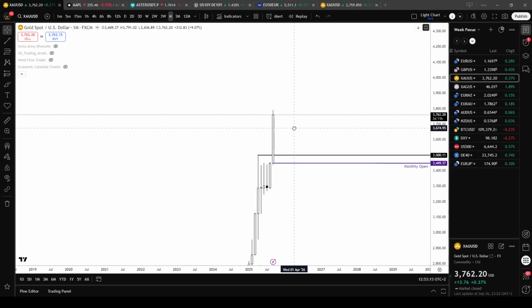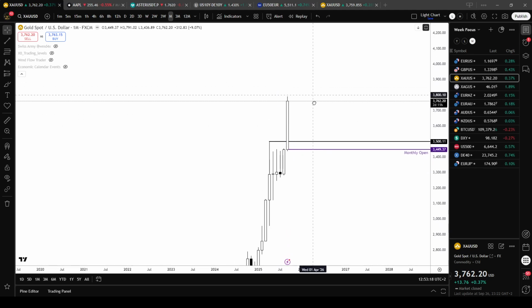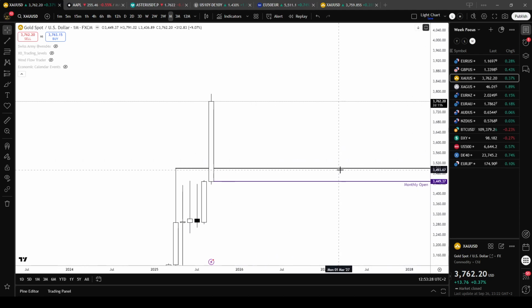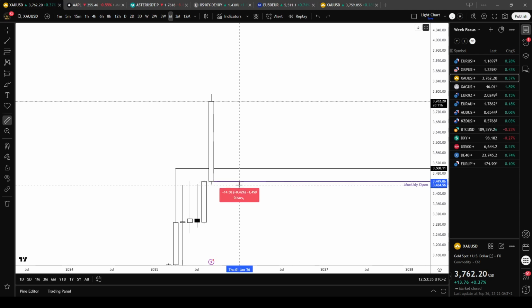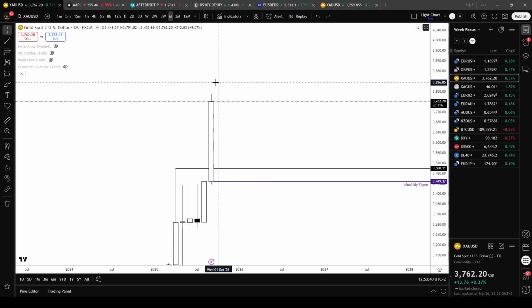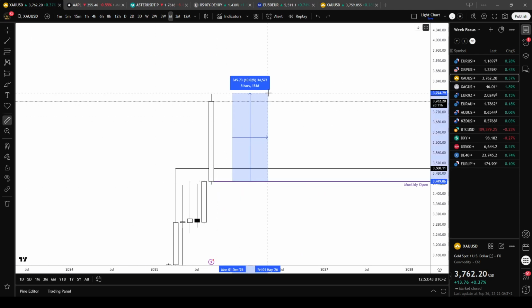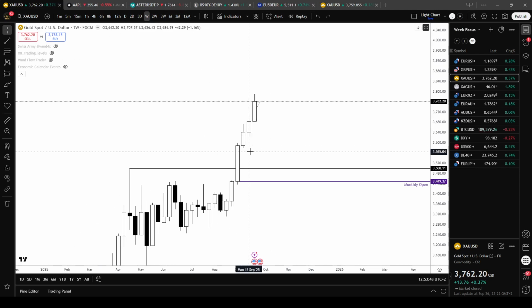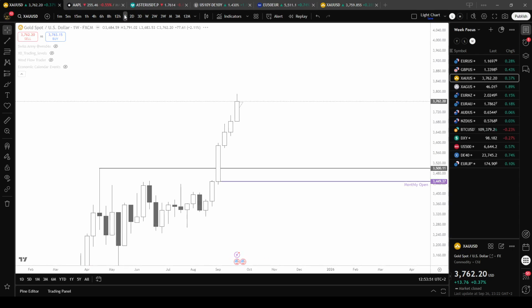The problem with expecting a pullback on the new month is that many times when a market is strong, the low of the month just catches everyone off guard. Because look at this bloody low. What is this? A 0.3% drop from the monthly open before going up, I don't know how much, 10%. Fucking hell. So it does tend to catch everyone off guard.